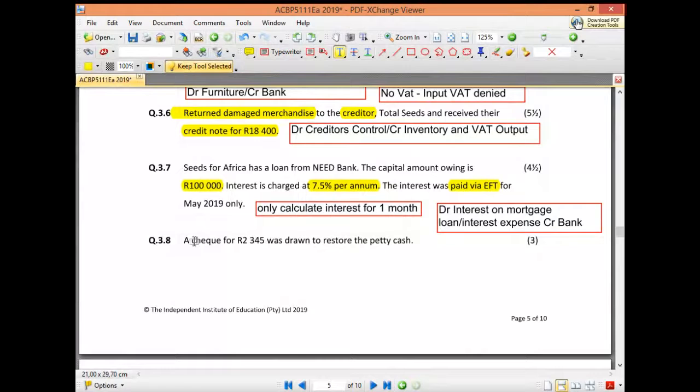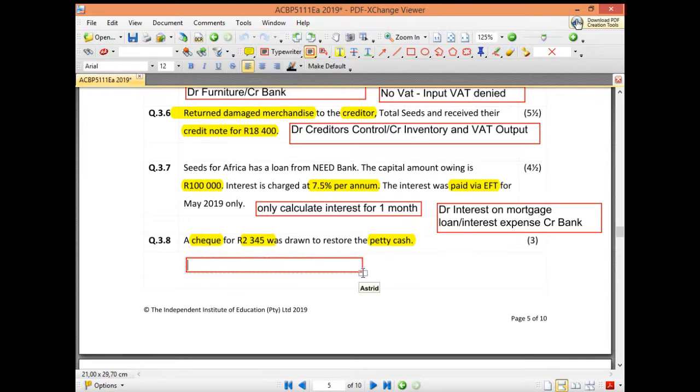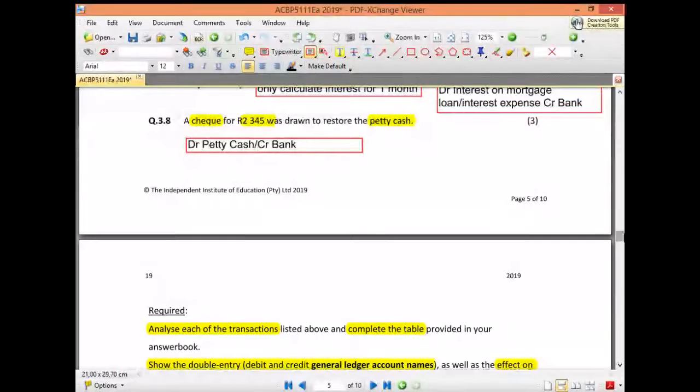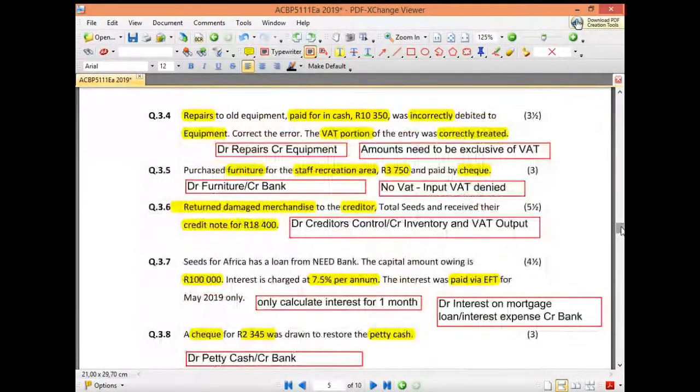And then the last one, or 3.8, is a check of 2,345 was drawn to restore petty cash. So what that means is I've literally taken money out of my bank account to top up my petty cash. Now petty cash is an asset, so we debit petty cash with that amount, and we credit bank with the money we've taken out. And because it's only physical money, it does not have a VAT component. Okay, so those are the 8 transactions.